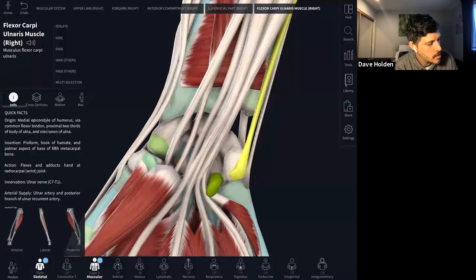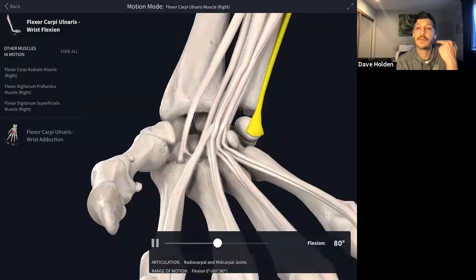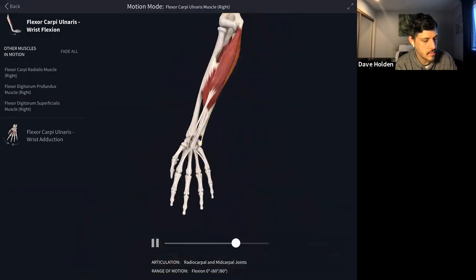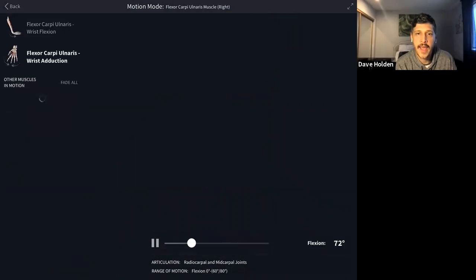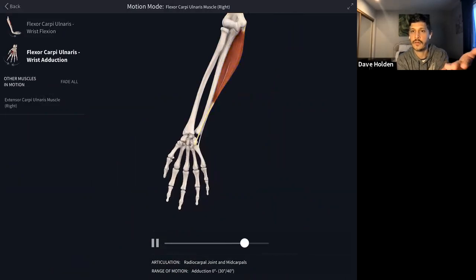So now we go to its motion. Flexor carpi ulnaris main action is going to be wrist flexion. And since it's medial, it will also do adduction.